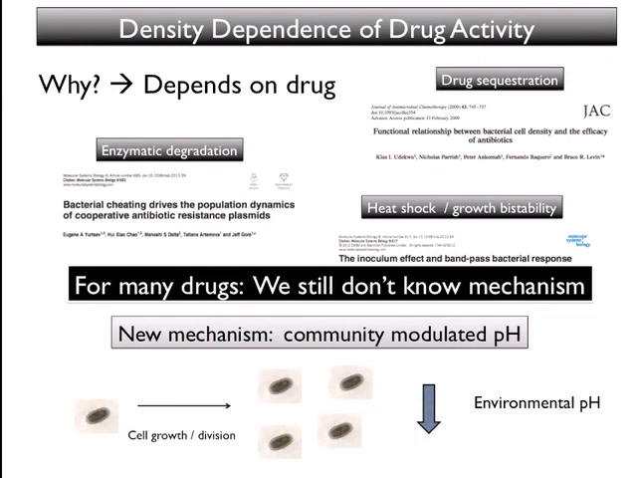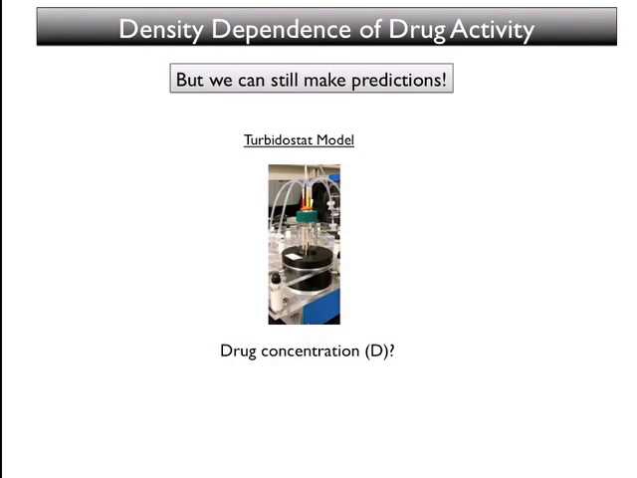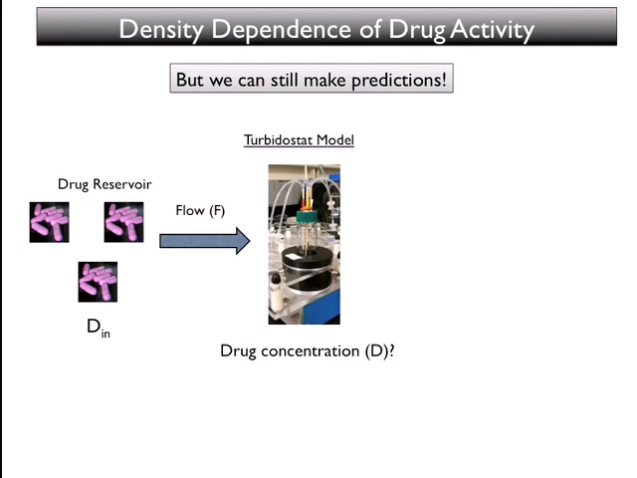But we did this for a lot of drugs, and for many of the drugs, we still don't know the mechanism. But what's kind of nice about this is even without the mechanism, you can still make some predictions. So I'm going to walk you through how you can make some predictions. So we built a really simple mathematical model of our turbidostat, so that's a constant density chemostat. So we wanted to write a simple equation for the drug concentration in the vial.